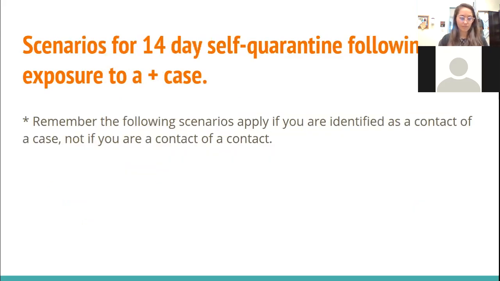Okay, so now we're going to talk through some of the scenarios for a 14-day self-quarantine following exposure to a positive case. And remember, the following scenarios apply only if you are identified as a contact of a case, but not if you are a contact of a contact. So the contact, the person who's doing this 14-day self-quarantine, they're the one who's our firewall. They're the one who's keeping this from hopefully spreading amongst the community and to us.